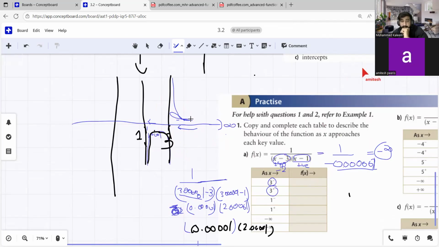Like if we replace x with 1000 or something, to which number is this function approaching? I think it will approach 0. Yeah, zero, you're right.